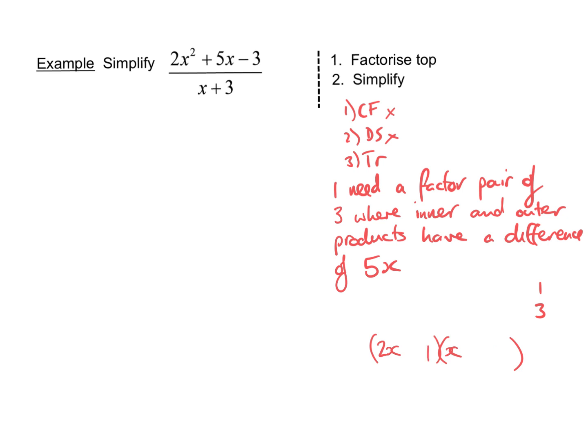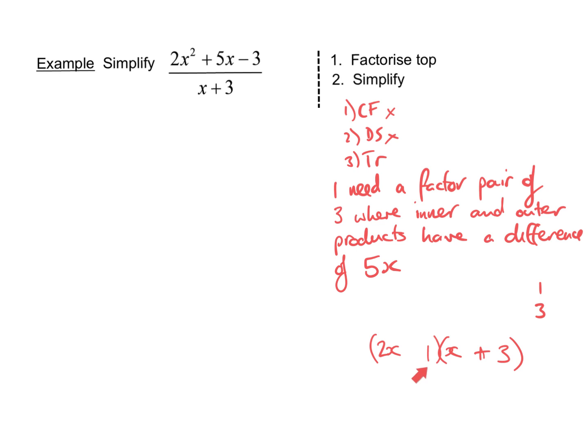And I'm going to pop my 1 and 3 in just any way around. Now, my inner product here is 1x, and my outer product is 6x, and they do have a difference of 5x, so these are now in the right place as well, which was fortunate. My target number is this positive 5x here. So with this 1x and 6x, I need to make positive 5x. So I'm going to make this positive 6x here.